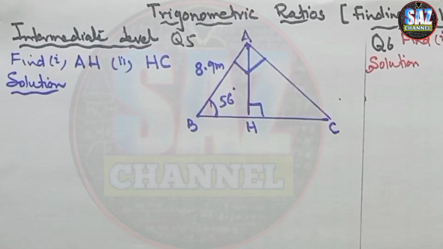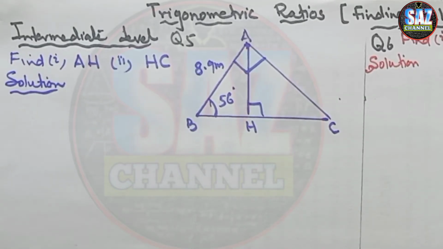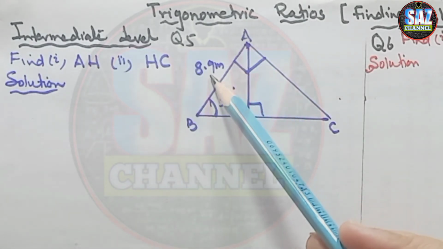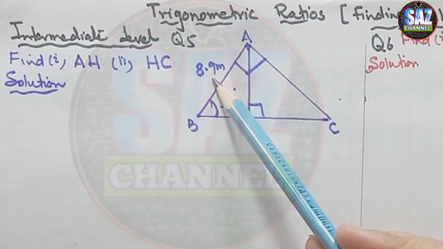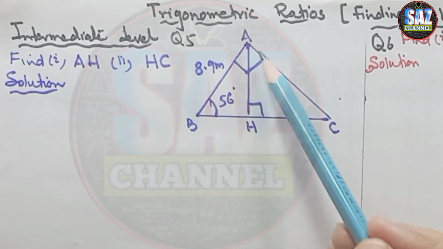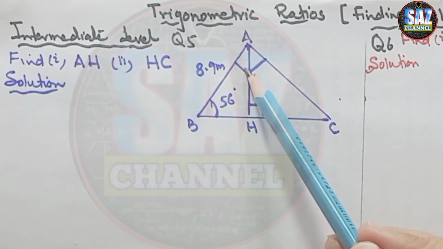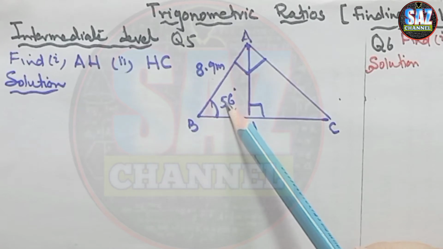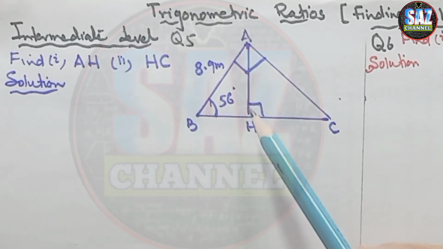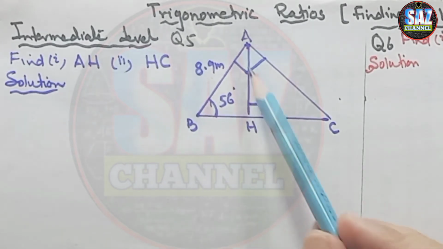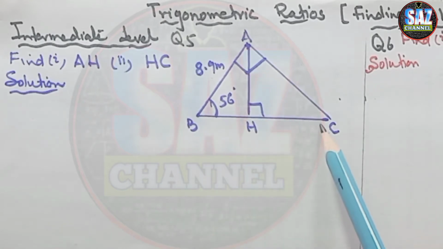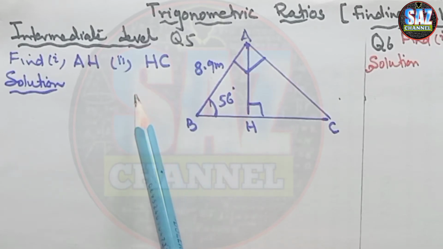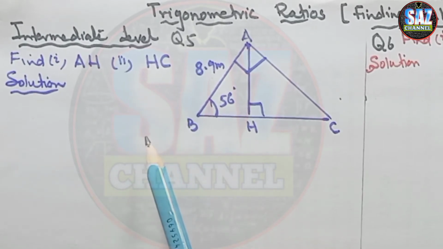Let's move to question number 5, and let me read the question from the book. Question 5 says, in triangle ABC, AB is 8.9 meters, angle BAC is 90 degrees, and angle ABC is 56 degrees. H lies on BC such that AH is perpendicular to BC. We have to find the length AH and HC. Okay, let's move to the discussion and solution of the problem.